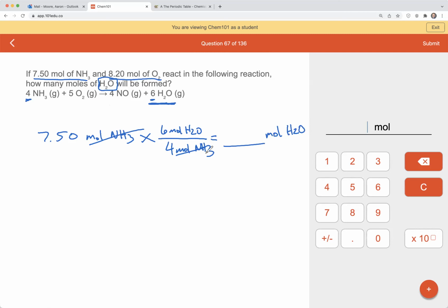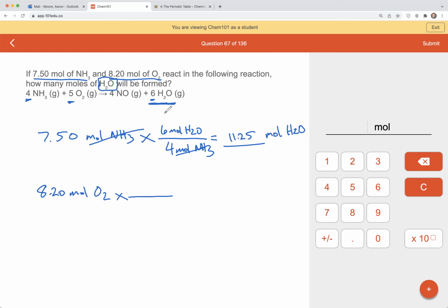Okay. So punch that in. So 7.5 times 6, enter, divided by 4, enter, and you get 11.25 moles of water. All right, so that's one possibility. I could get 11.25 moles of water, but that is if the ammonia runs out first. I need to do the same kind of calculation with this 8.2 moles of oxygen, and then I'll compare the results. So 8.20 moles of O2, okay, and the mole ratio there is a little different.